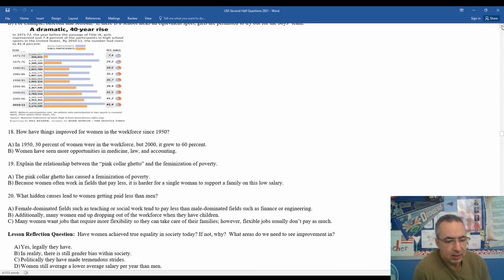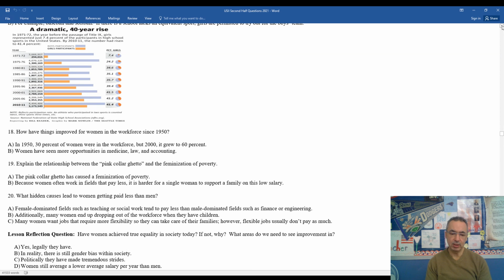What hidden causes led to women getting paid less than men? Female-dominated fields such as teaching or social work tend to pay less than male-dominated fields such as finance or engineering. Additionally, many women end up dropping out of the workforce when they have children. Many women want jobs that require more flexibility so they can help out their families. However, flexible jobs usually don't pay as much as highly competitive, long-hour jobs.